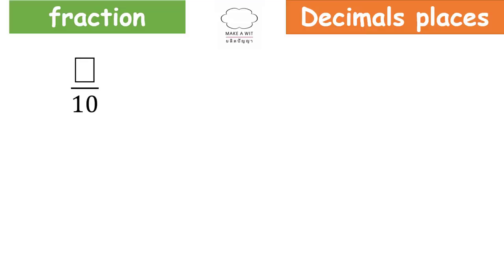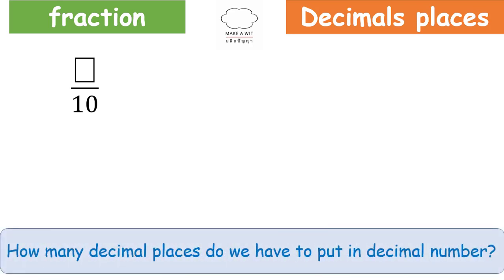Okay, if you want to know, look at this. Fraction and decimal places. So, how many decimal places do we have to put in the decimal number? It's equal to 1 decimal place because there is only 1 zero. Okay, count the zeros and write the number.